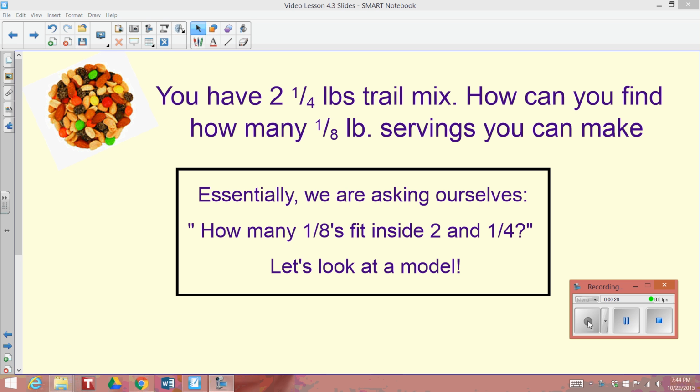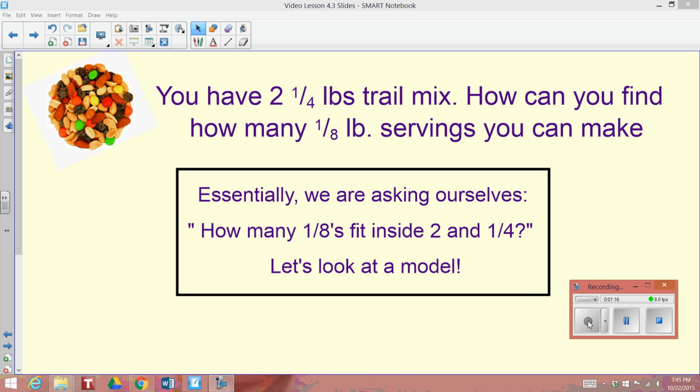Let's first talk a little bit about what division is. Let's look back at that question about the trail mix. If you have 2 1/4 pounds trail mix, how can you find how many 1/8 pound servings you can make? So if I have 2 1/4 pounds of trail mix, I'm essentially wanting to make groups of 1/8 pounds. So I'm taking that 2 1/4 pounds and dividing it into groups of 1/8. And really the question's asking us, how many of those groups can I make? So how many 1/8 fit inside 2 1/4?